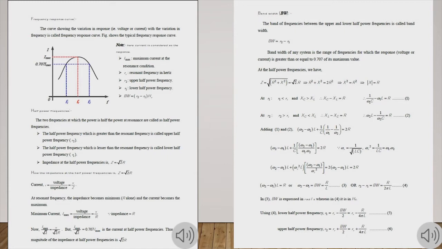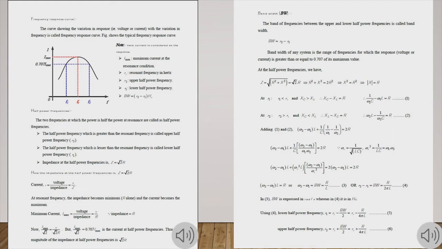Bandwidth. The band of frequencies between the upper and lower half power frequencies is called bandwidth. Bandwidth equals F2 minus F1. Bandwidth of any system is the range of frequencies for which the response, voltage or current, is greater than or equal to 0.707 of its maximum value.